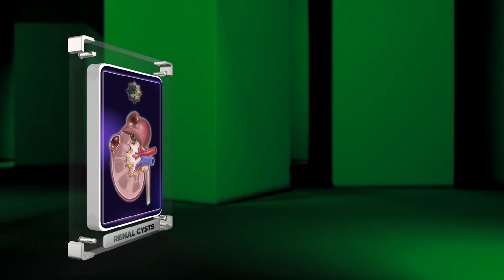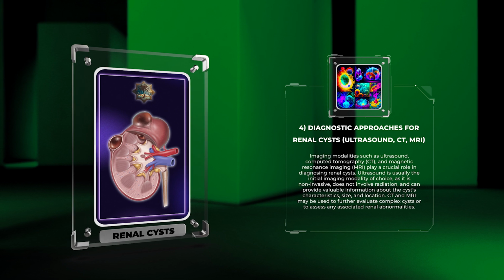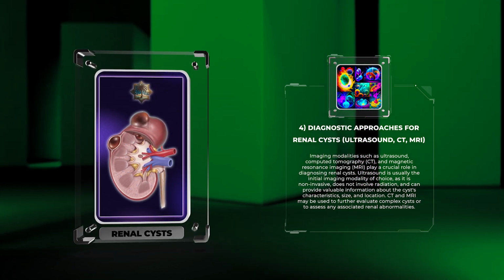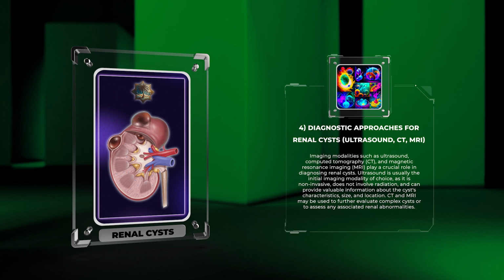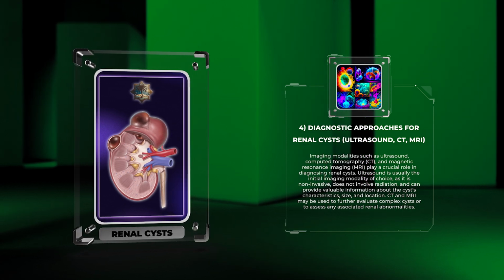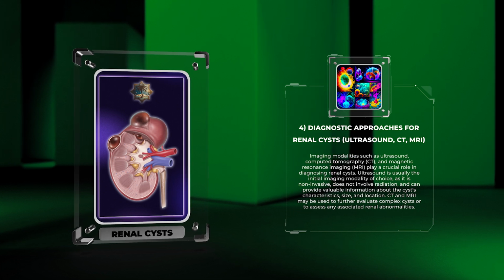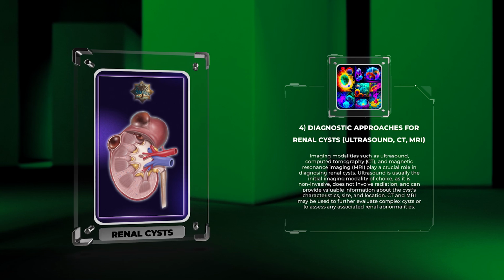Imaging modalities such as ultrasound, computed tomography, CT, and magnetic resonance imaging, MRI, play a crucial role in diagnosing renal cysts. Ultrasound is usually the initial imaging modality of choice, as it is non-invasive, does not involve radiation, and can provide valuable information about the cyst's characteristics, size, and location. CT and MRI may be used to further evaluate complex cysts or to assess any associated renal abnormalities.